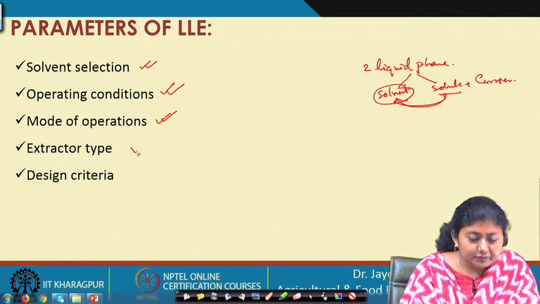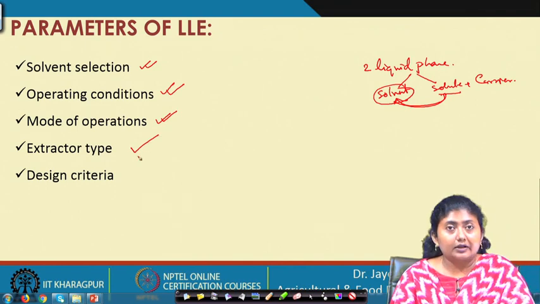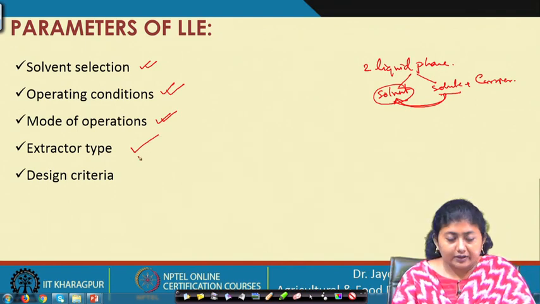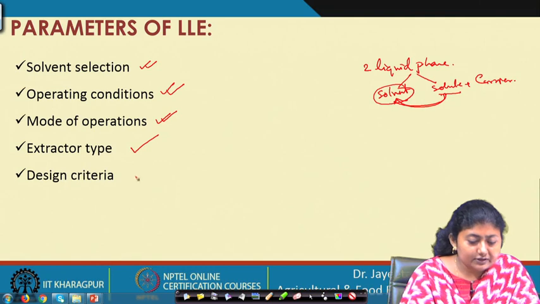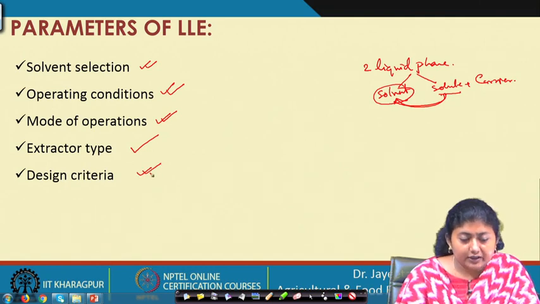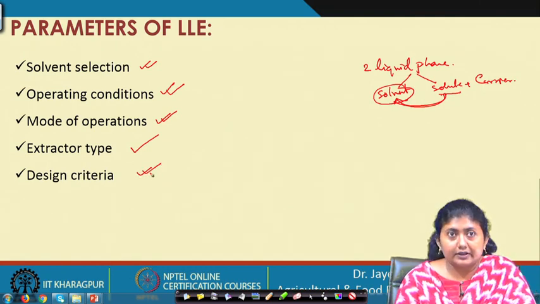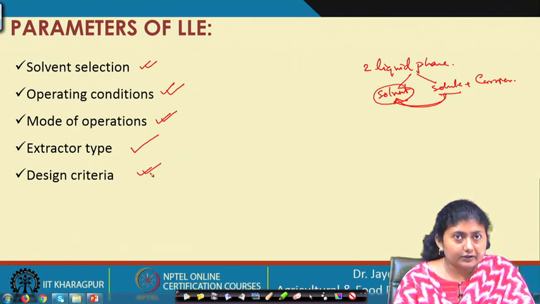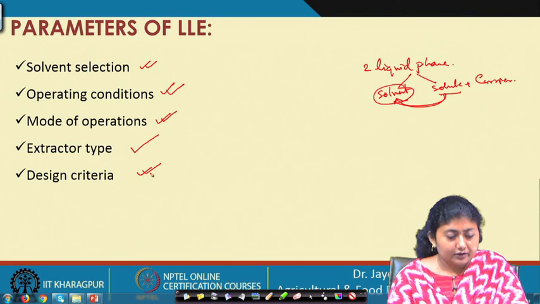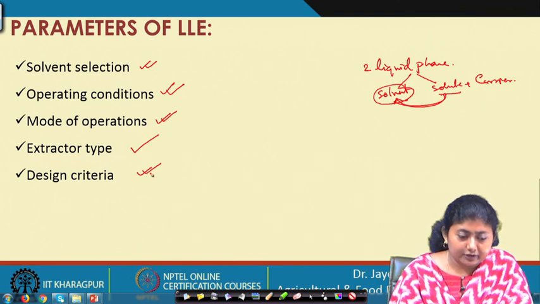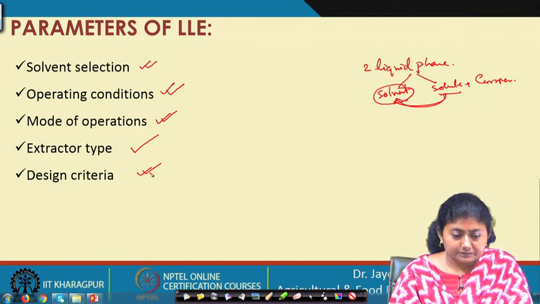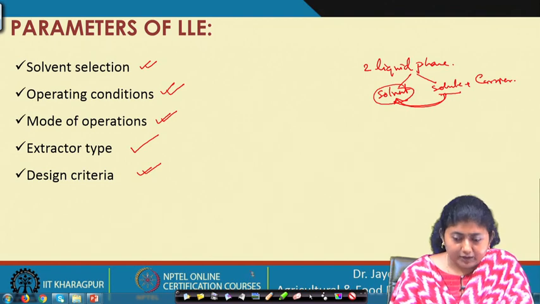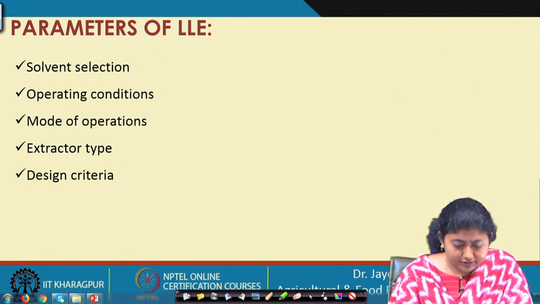Then extractor type, we have seen many kinds of extractors, like the spray type extractor, and the mechanical agitator type. And what is the design criteria? The full design, starting from all the ports, all the inlets and the flow lines, and the mechanical agitation part. All those things are important. Okay. So, these are the parameters of the liquid extraction system.